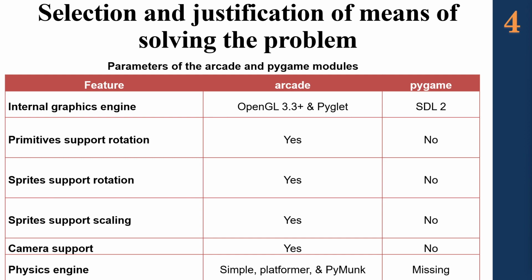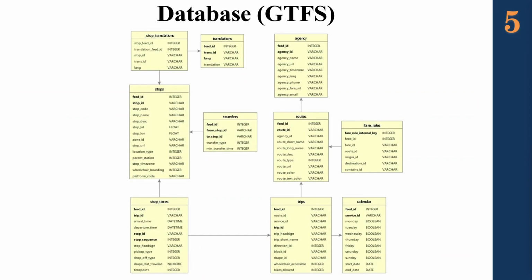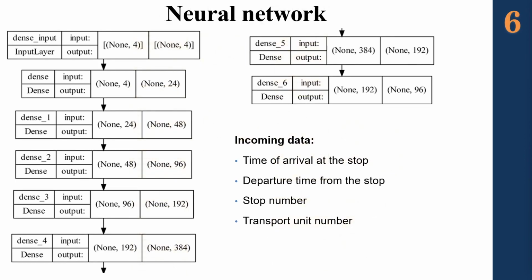As a result, the SQLite database was chosen for use in this designed system. The slide shows a database diagram in which GTFS data is stored. This project uses the database containing defined mandatory tables, and the GTFS standard approves this set. This project also uses neural networks to predict passenger flows on the route when the vehicle schedules change. An example of the structure of the neural network is given on the slide.